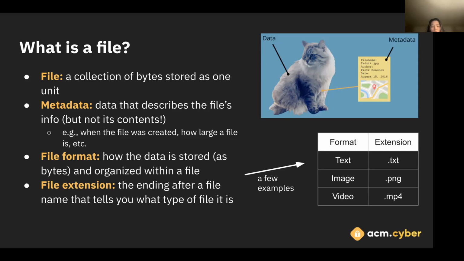Then you also have something called the file format and the file extension. I like to think of the format as a little more general or broad. It's how the data is stored as bytes, as well as how it's organized within a file. For an image file format, there are different extensions that can indicate that something is an image. For example, .png is one example, and there's also .jpeg and so on. Those extensions tell you that we have a file format of an image.